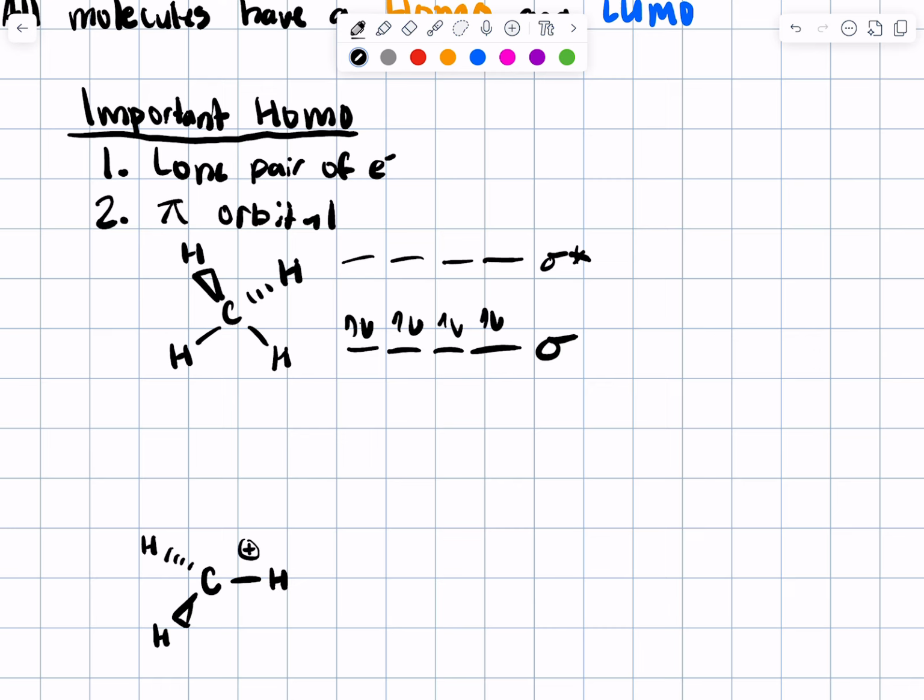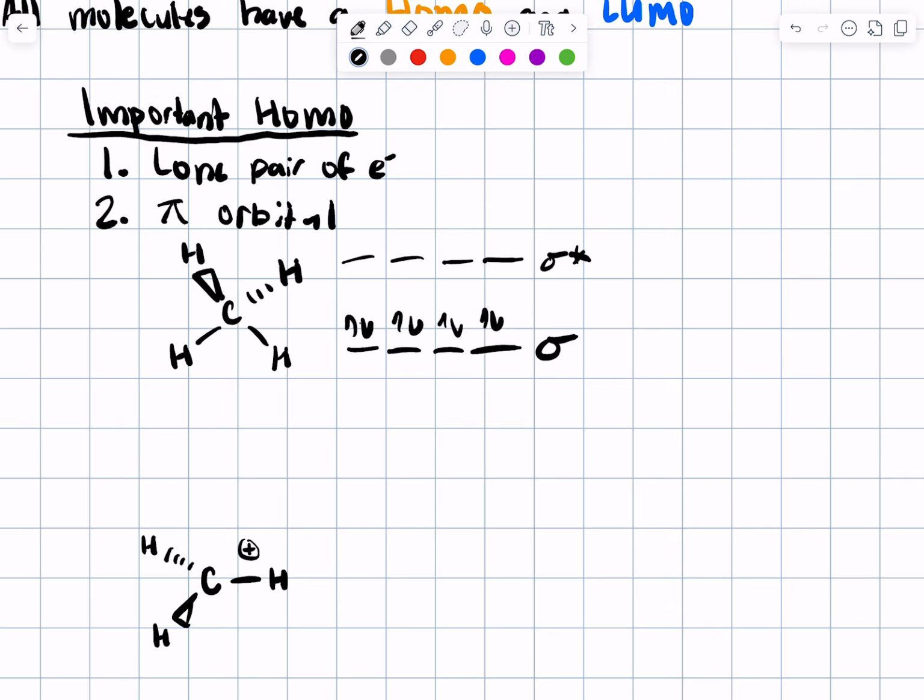Now, the question asked as well, is there a potential for a pi bond that is there for the HOMO or the LUMO? The answer is actually no. So I don't have to think about potentials. I just have to think about what I see.